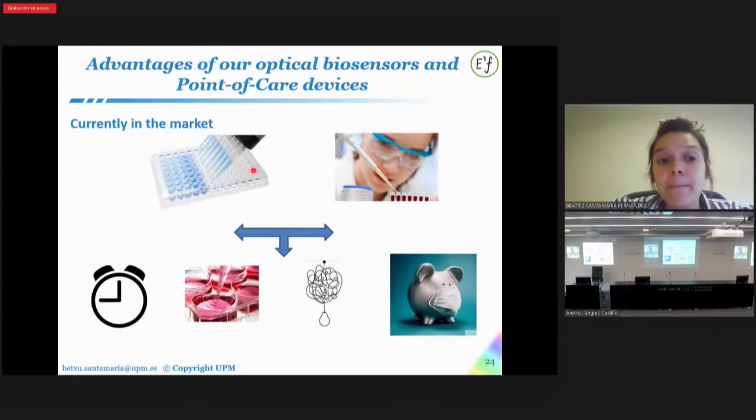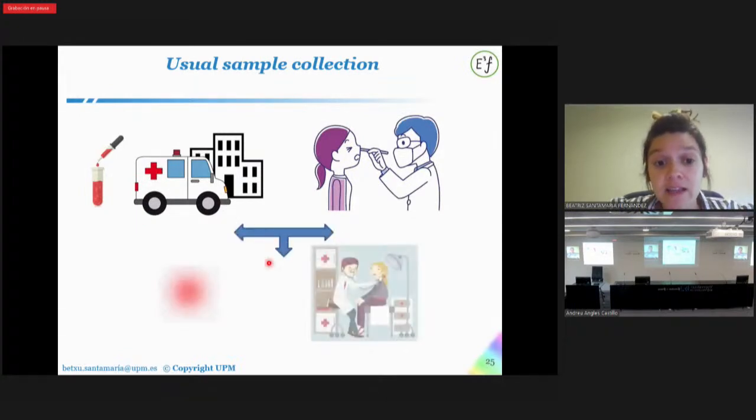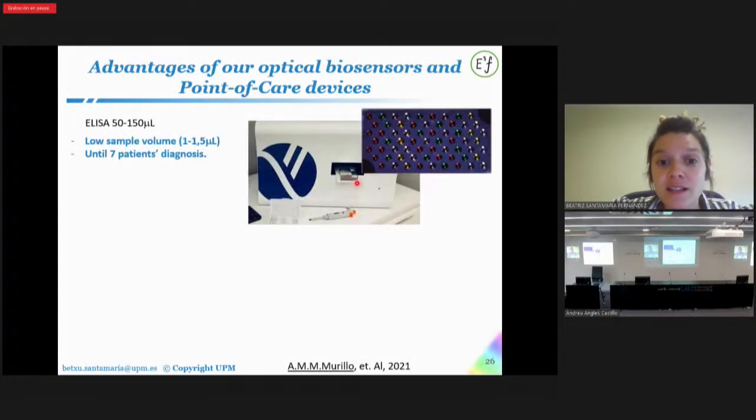Also, the ELISA is very, very expensive. It needs a lot of time and specialized people to perform the test. You need to collect the sample and drive it to a specialized clinic, so the time keeps increasing. And our tests, which are very small, can provide more or less the same diagnosis as the ELISA test with just 1 or 1.5 microliters of sample.